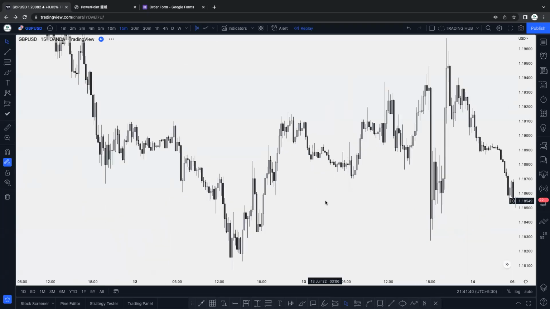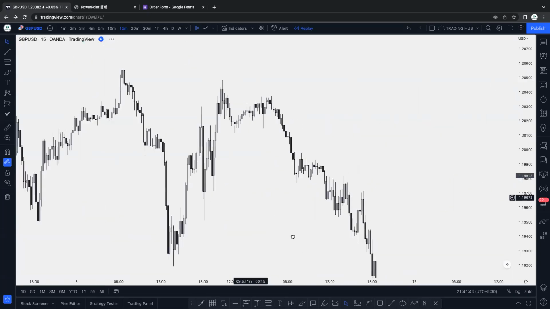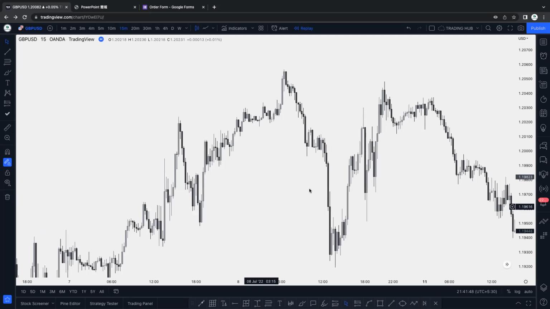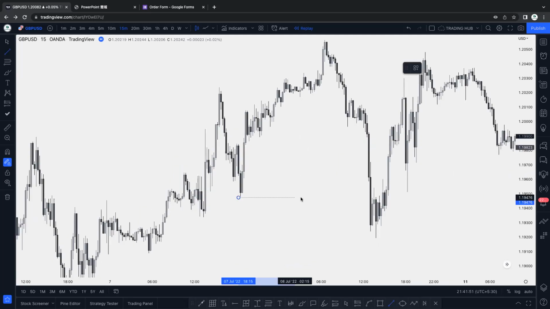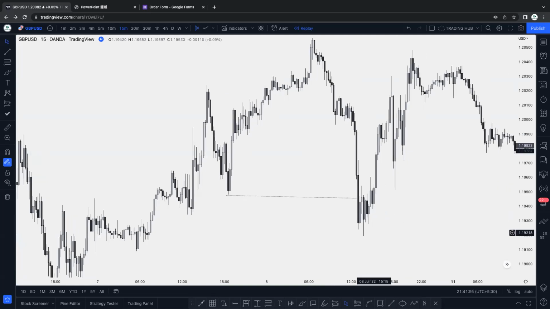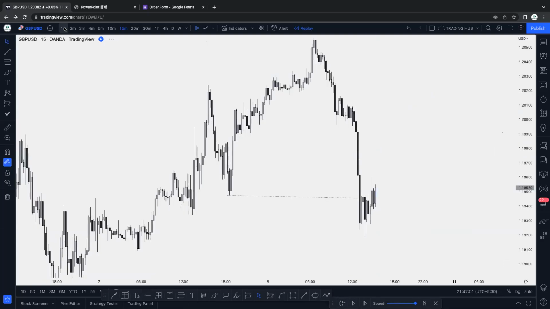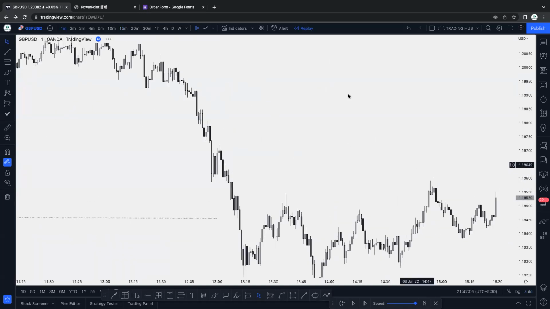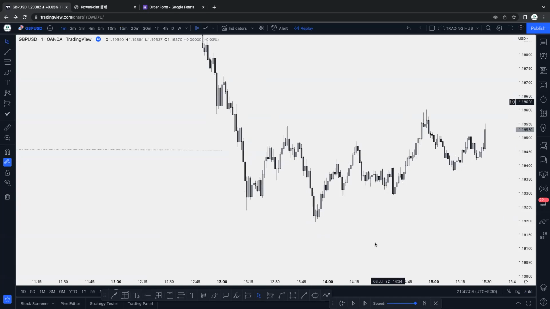This is entry type 3. Correct. Yes, we can say here, break the structure is here, close below it. So at this point, we can... perfect. You can see the market breaks the structure here. Okay.